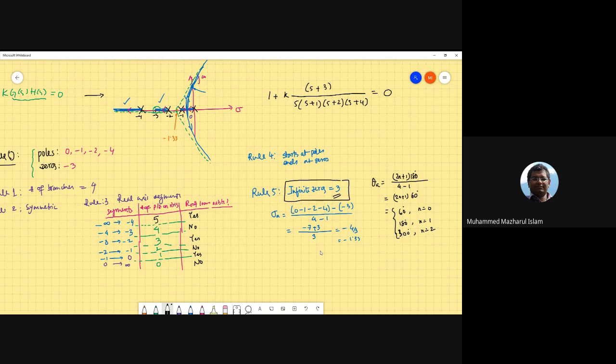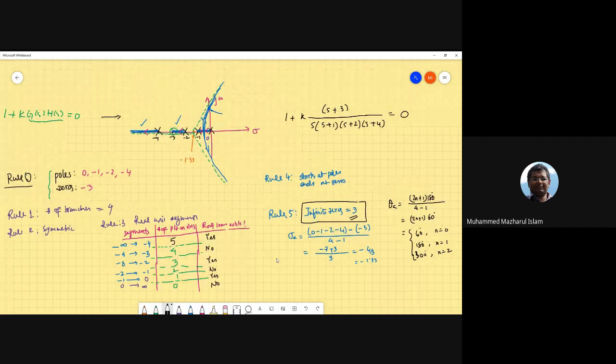So we had our theta A, which is the angle. And finally, using these values, the asymptotes were drawn, and then I drew the root locus. The real axis portions were obtained from rule 3, and finally rule 5 helps us to draw the outgoing branches, the parabolic branches of the root locus.